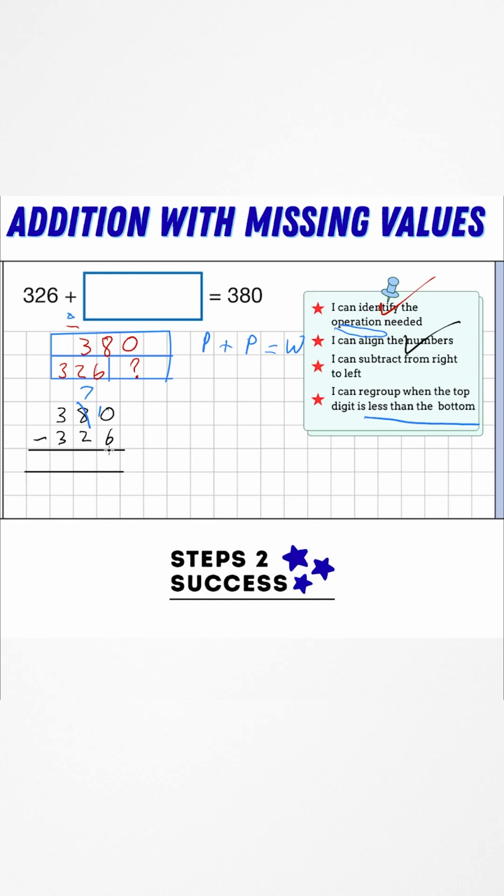Now we have 10 take away 6. Can we do that? Yes, we can. That is 4. We have 7 take away 2. Remember, we use the new number, 7. 7 take away 2 is 5. And we have 3 take away 3, which is 0. So our answer is 54. This missing part is 54. So don't forget to write the final answer in there. 54. 326 plus 54 equals 380. We subtracted from right to left and we regrouped when the top number was less than the bottom number.